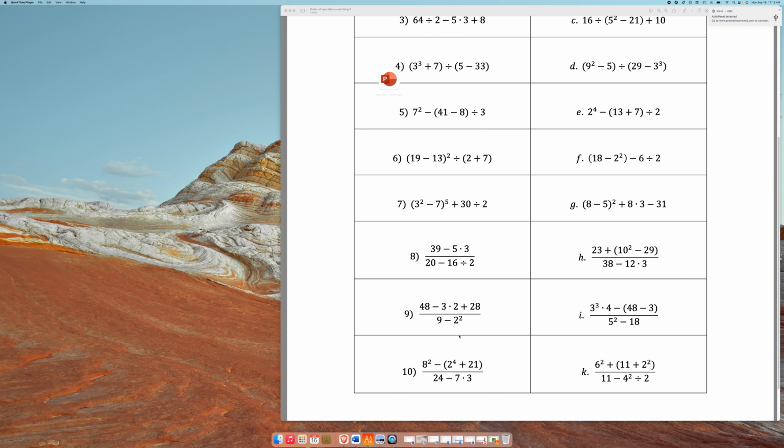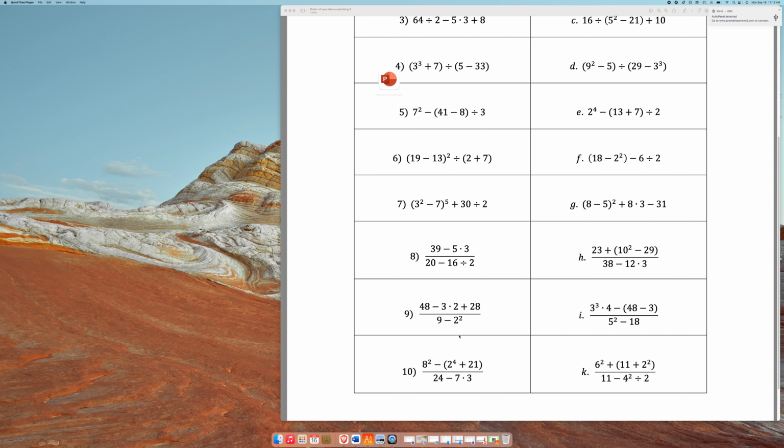Do we have another 14? No, we don't. Should be some more matching. I'm getting worried here. That's the number 10. 8 squared minus 2 to the 4th plus 21 all over 24 minus 7 to the 3rd power.